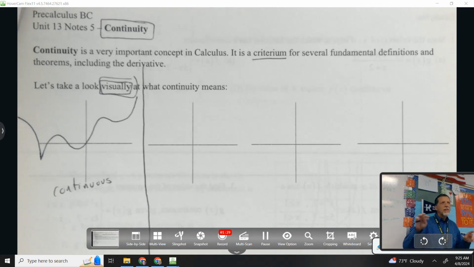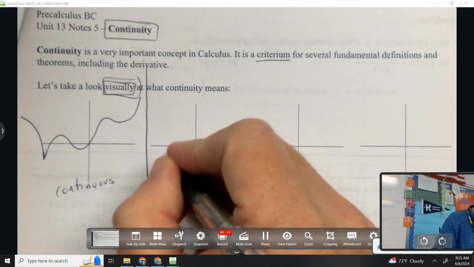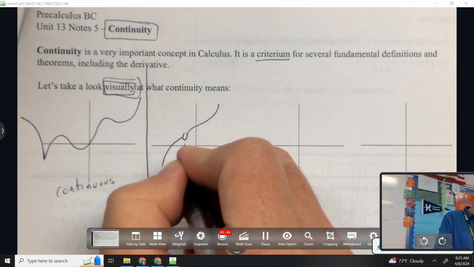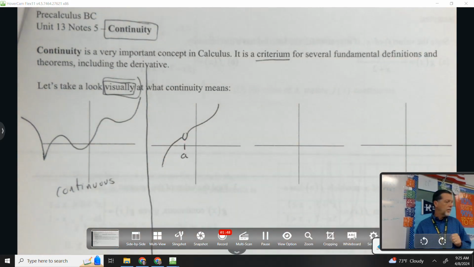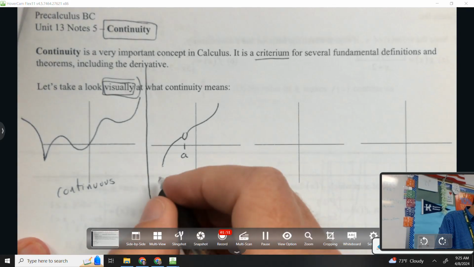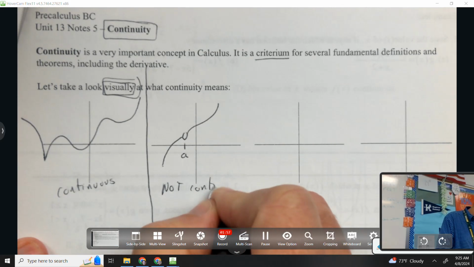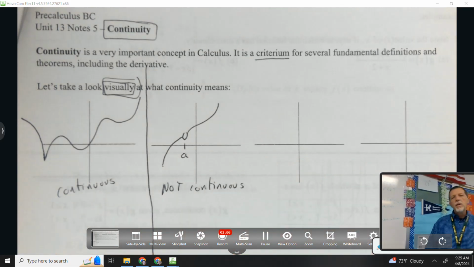Okay, so I think I heard them all. We'll come back to piecewise in a minute. Hole? Hole is definitely one. So that is not continuous at, let's just say that's A. Not continuous. But we can be a little more specific. You know what? Let's hold off on the specifics. Let's get all the examples of not continuous, and then we'll go back to specifics.